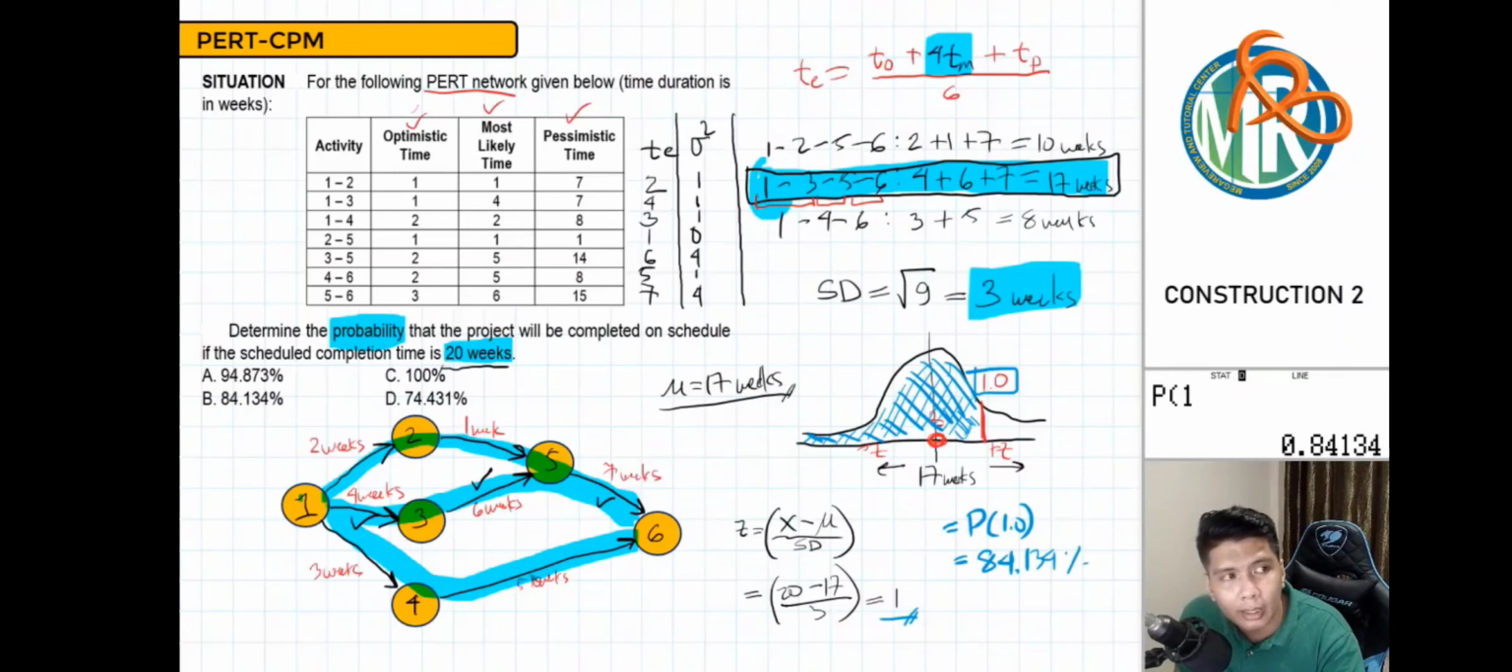And that area, if you recall our normal distribution topic, constitutes your probability. So meaning, we have an 84.134% chance that the project will be finished within 20 weeks. Isn't that amazing? We're able to predict the probability of when the project will finish.